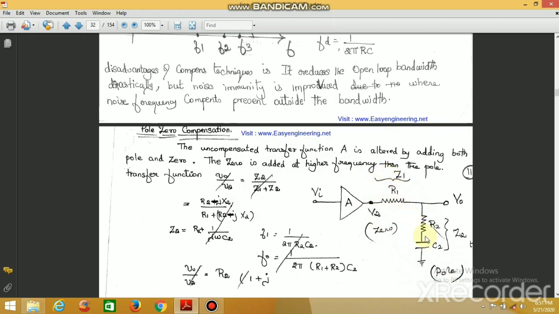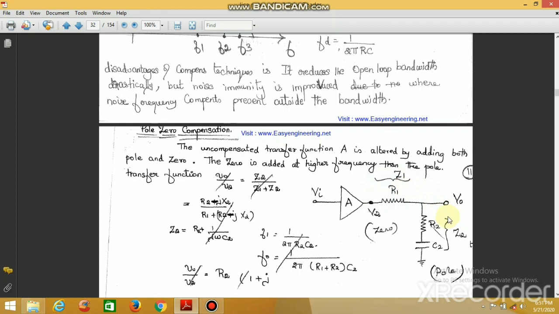An addition of resistance and capacitance in series will be called a pole, and a separate resistance added will be called a zero here. And this R1 is considered as impedance Z1, and this R2 C2 will be considered as impedance Z2.